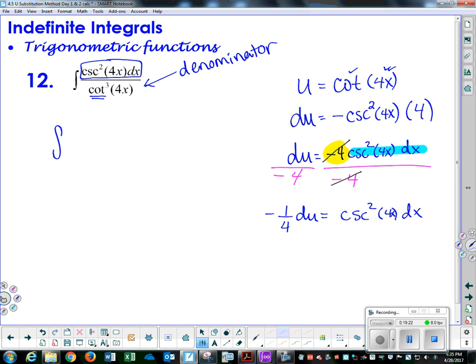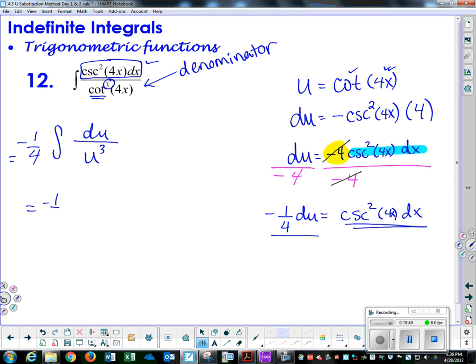So we said this cotan of 4x is getting replaced with u, so it will be a u to the third power. Ooh, I just put that kind of up too high. I'm going to bring it down, a u to the third. The top stuff is right there, cosecant squared 4x dx is going to get replaced with a negative 1/4, might as well put it out front, and then du.